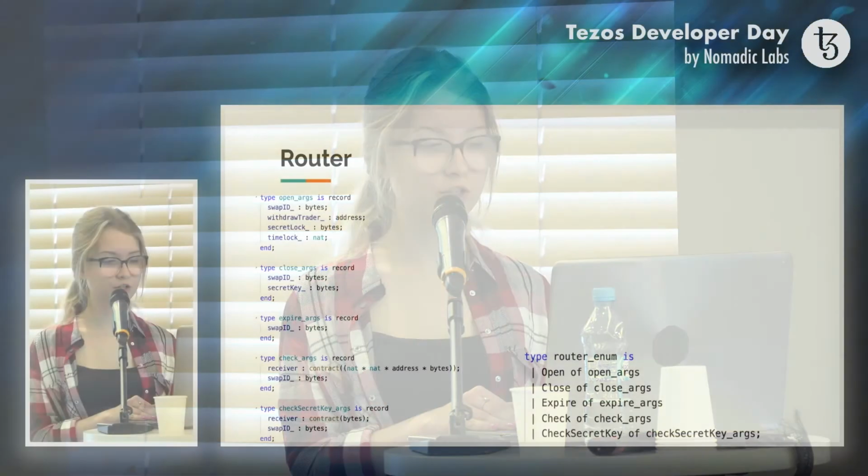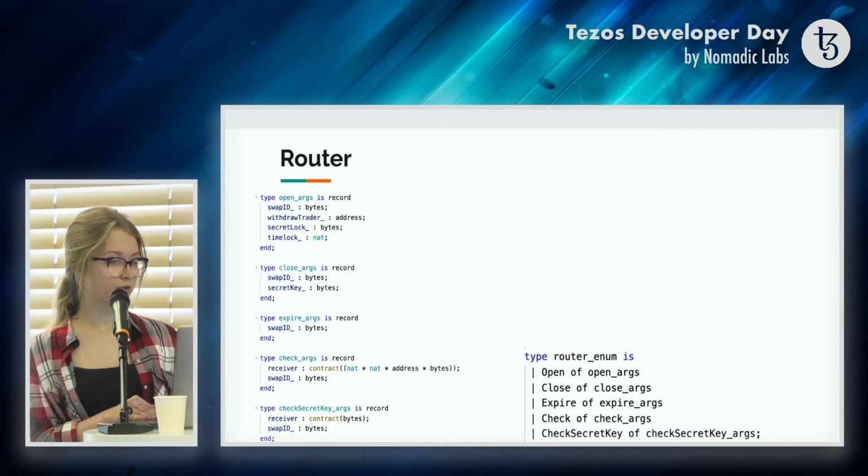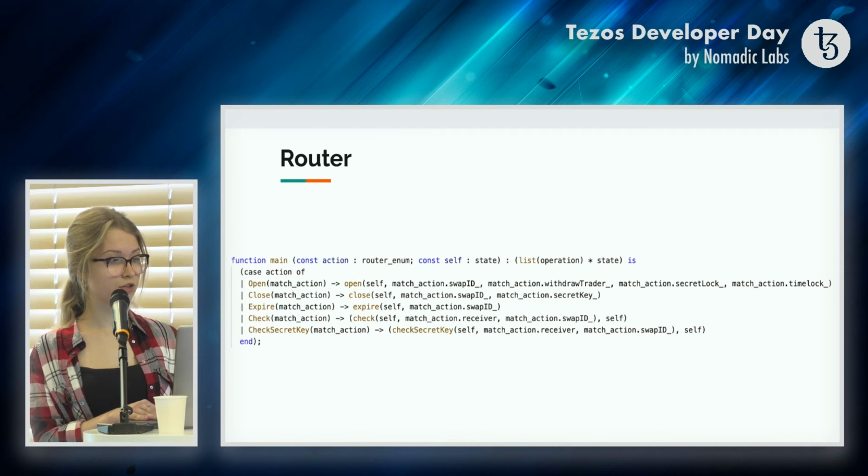Also, it was mentioned two times today that LIGO has only one entry point, that is main, and we should dispatch functions somehow inside of this main. For this purpose, we need an argument that has a router type, and there is a declaration over this type, and we pass it to the main and dispatch its arguments to the functions.